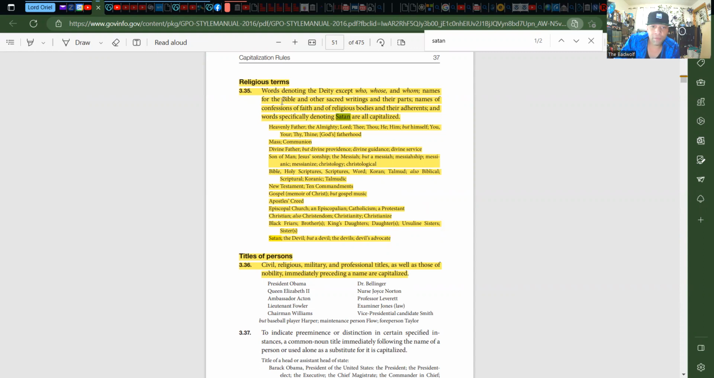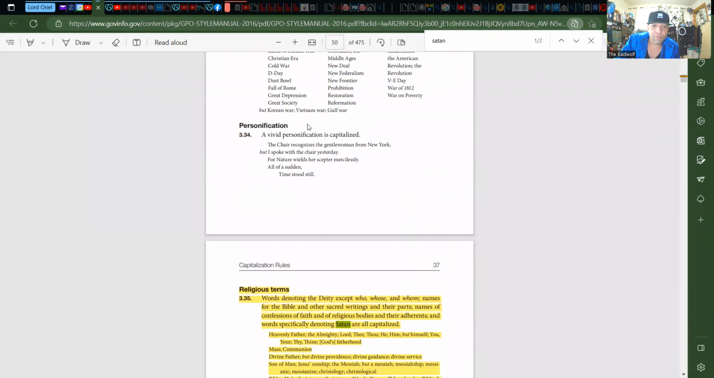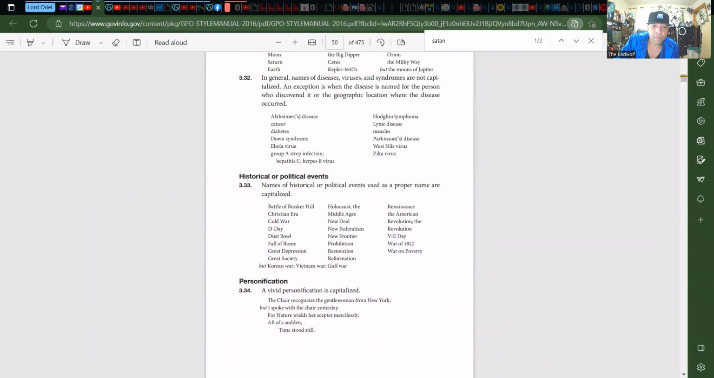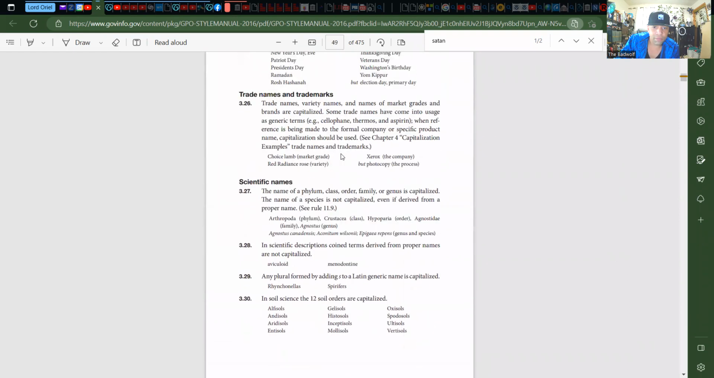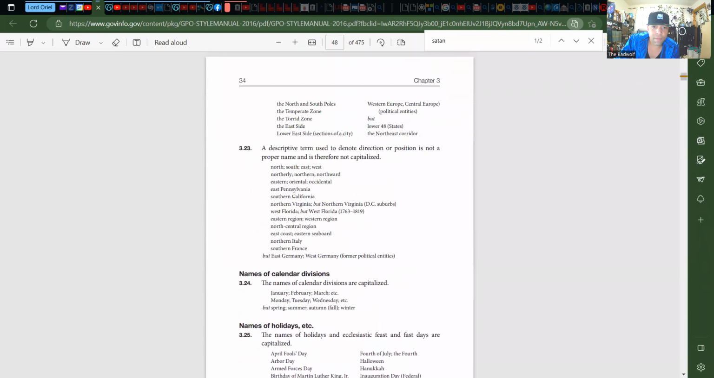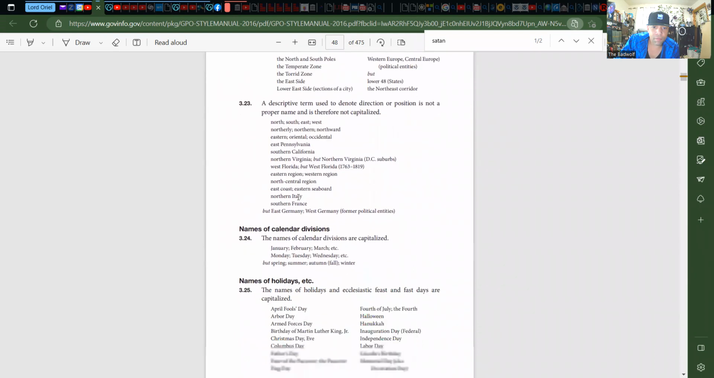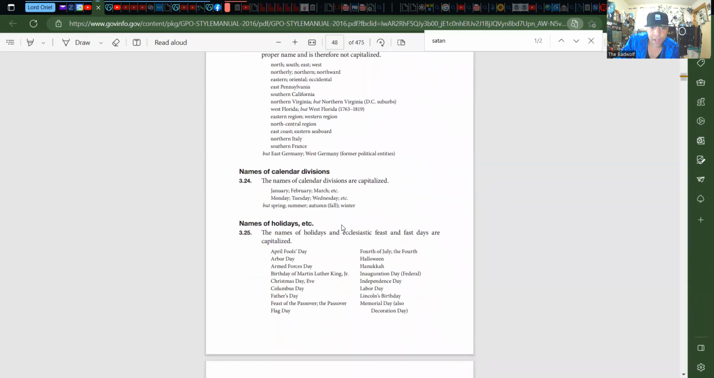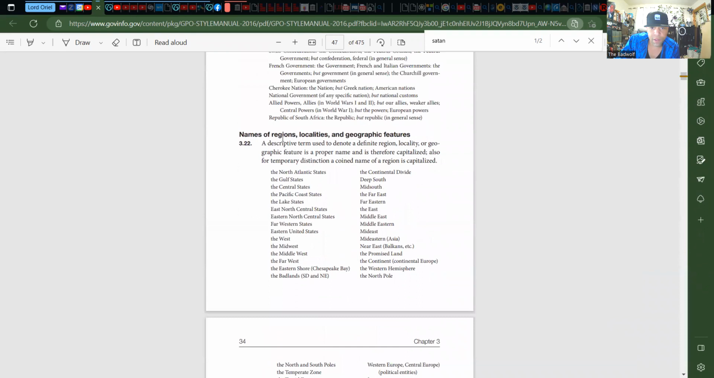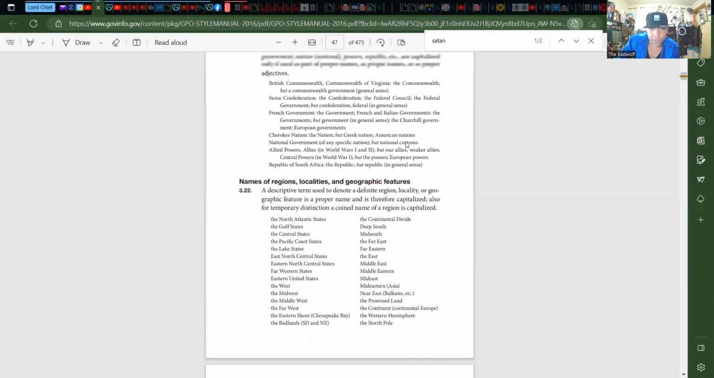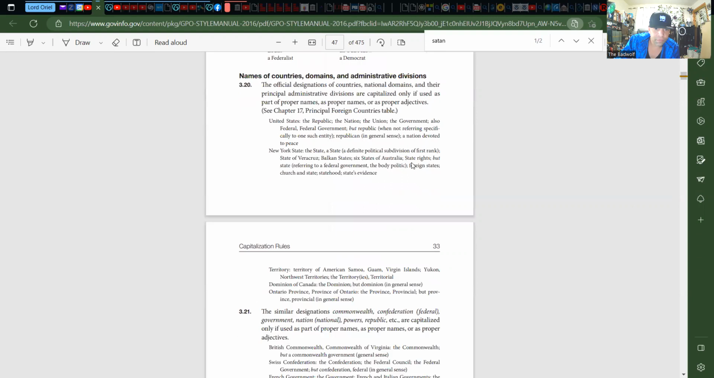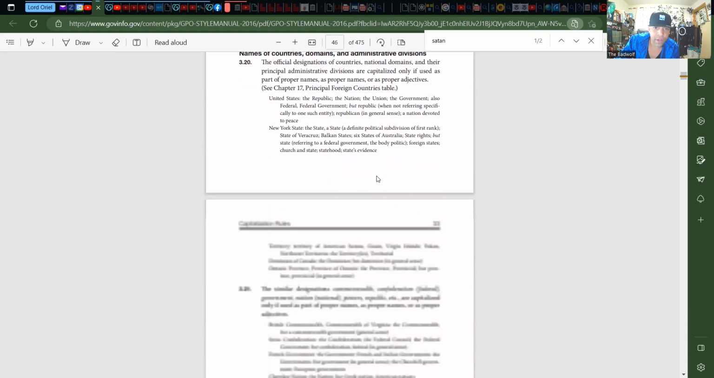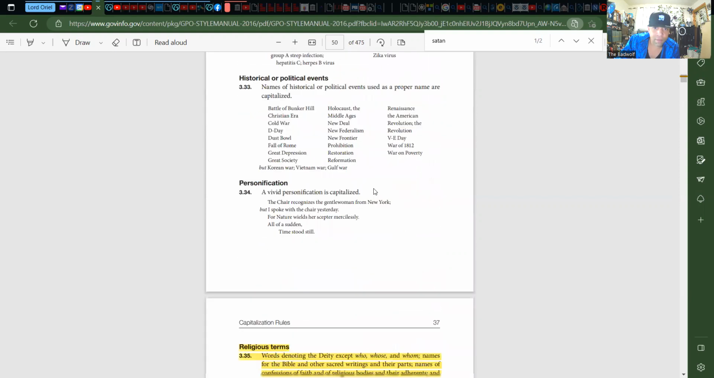But in this section, let's go back up. Names of calendar divisions, names of holidays, names of regions, localities, and geographical features. What needs to be capitalized? Okay. All right.